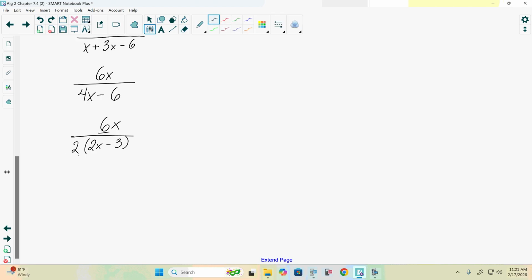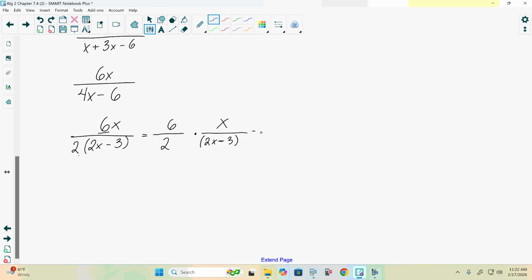So what we can say really is that we actually have 2 fractions being multiplied. Because the numerator is 2 terms being multiplied together. We have 6 times x. On bottom, we actually have 2 expressions being multiplied. We have the 2 and the 2x minus 3. Because when we multiply 2 fractions, we multiply top with top and bottom with bottom.